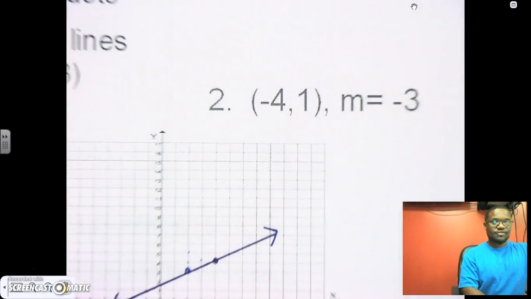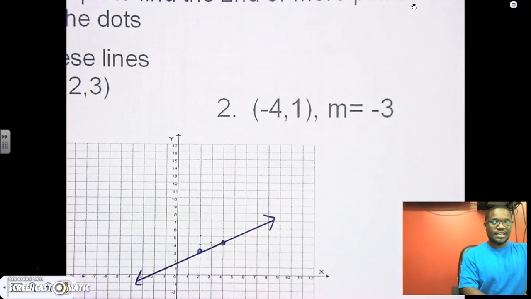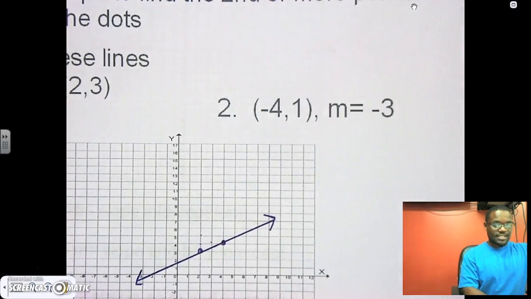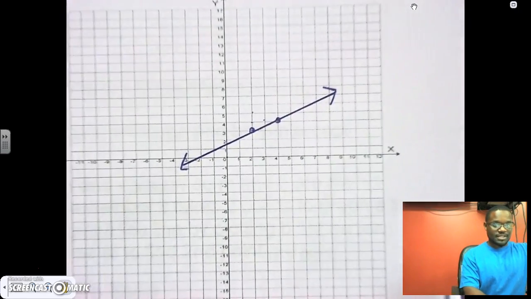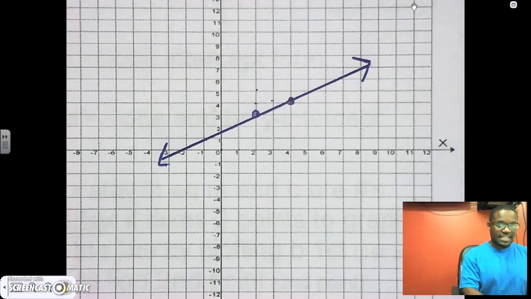I'm going to graph this next line here. It says (-4, 1) and the slope -3. The point is (-4, 1) and the slope is -3. Again, I'm going to zoom in. So the point is (-4, 1).